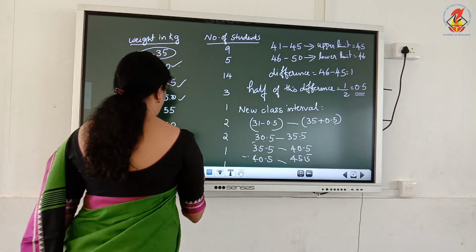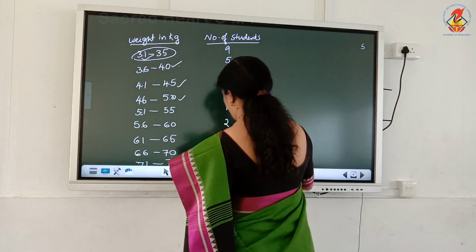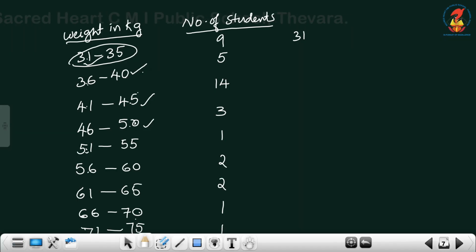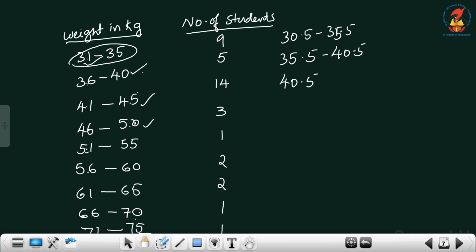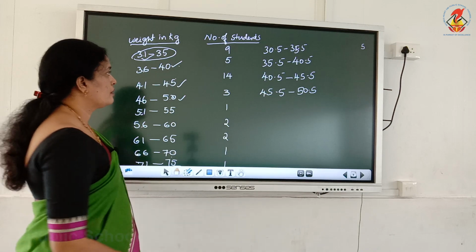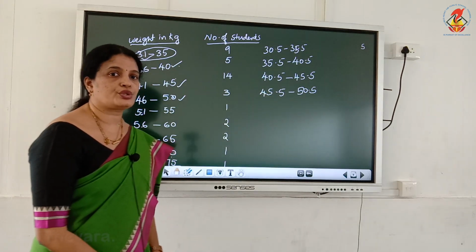Then the new class intervals become 30.5 to 35.5, next 35.5 to 40.5, next 40.5 to 45.5, next 45.5 to 50.5, and so on. Okay, clear? Then you can include those two new students in this group.